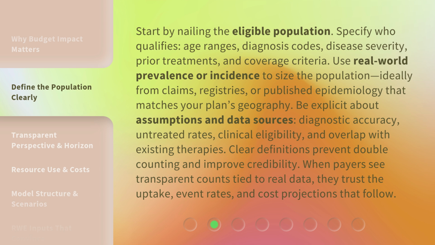Clear definitions prevent double counting and improve credibility. When payers see transparent counts tied to real data, they trust the uptake, event rates, and cost projections that follow.